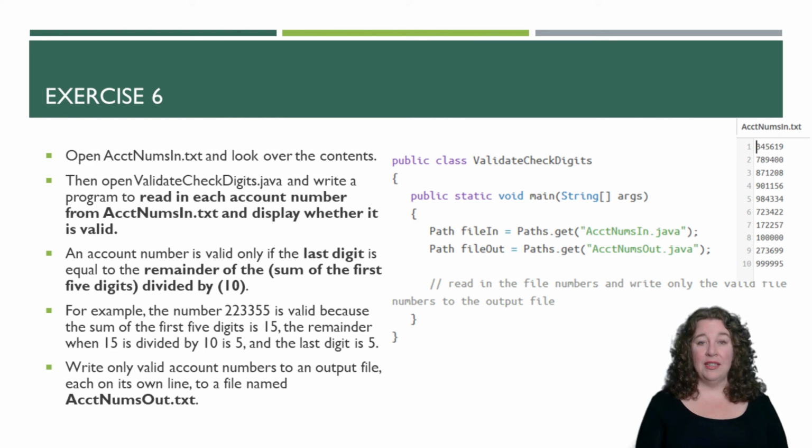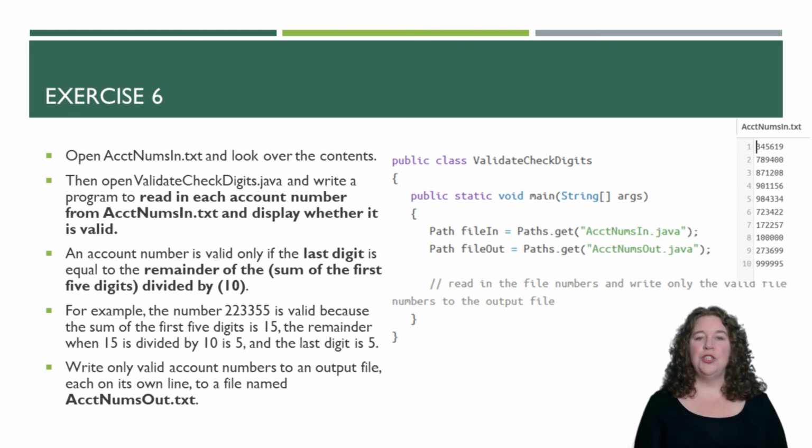So 223355 is valid because the sum of 2 plus 2 plus 3 plus 3 plus 5 is 15, and the remainder is 5, and the last digit is 5, so that was fine. So you're going to look at the first 5 out of the 6 digits, add them all up, and then do the remainder, so modulus on it, find out what that is, and compare it to whatever the last digit was. If it is not valid, you have to say it's not valid.